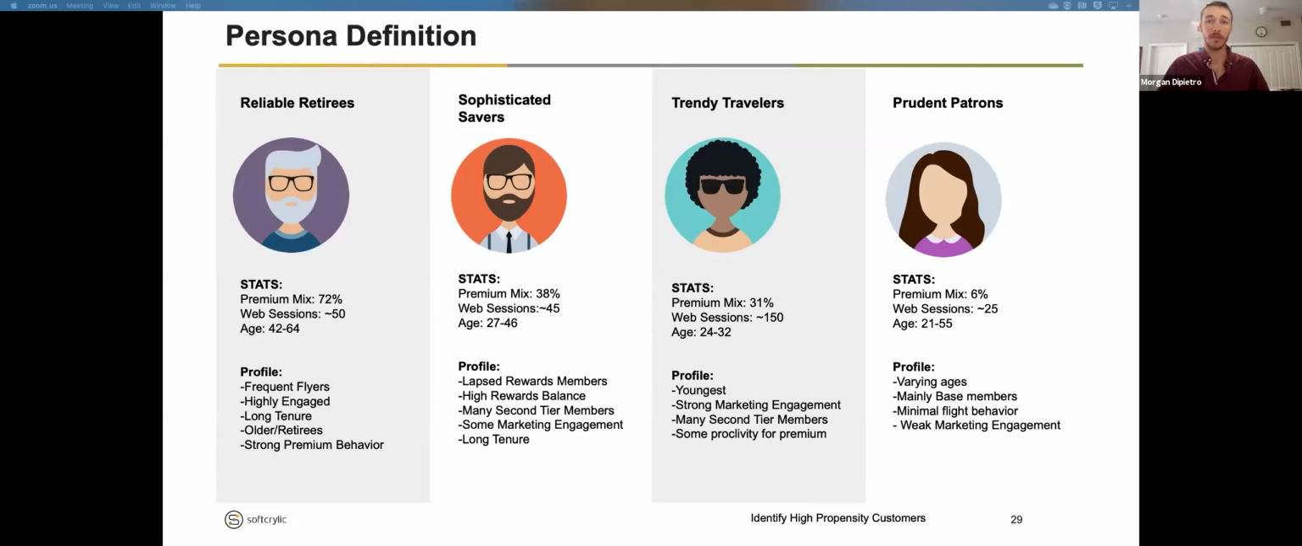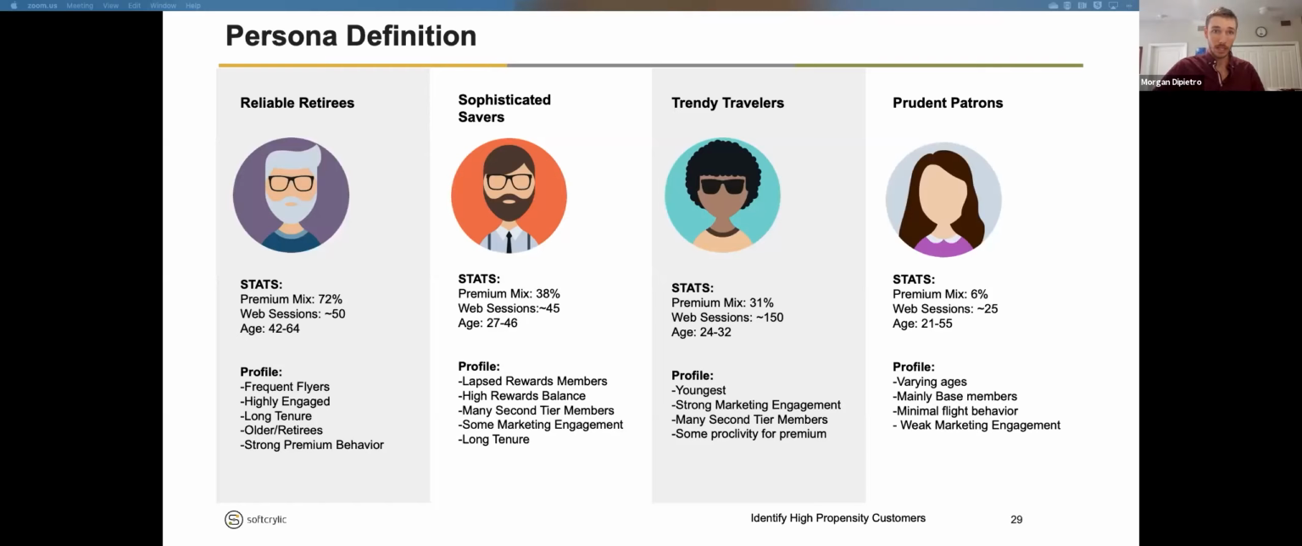You can see we've got 4 distinct groups here, and we've labeled them: reliable retirees, sophisticated savers, trendy travelers, prudent patrons. You can see how these customer groups are pretty different. Those reliable retirees are already buying about 72% of their products in premium. They've got about 50 web sessions and their ages are between 42 and 64. So these are some statistics that clustering output would generate.